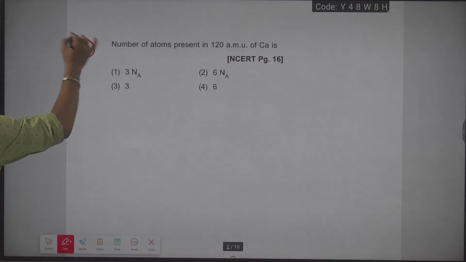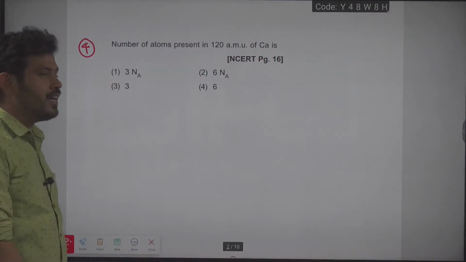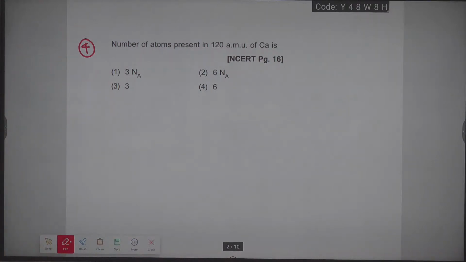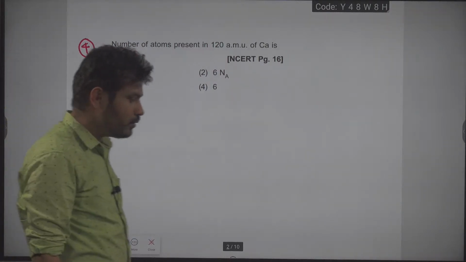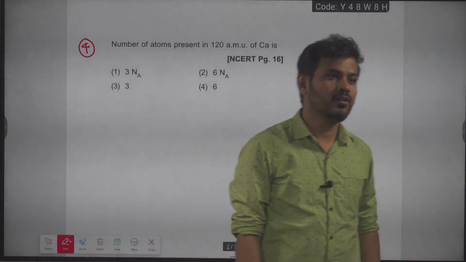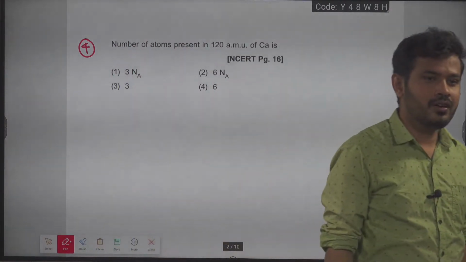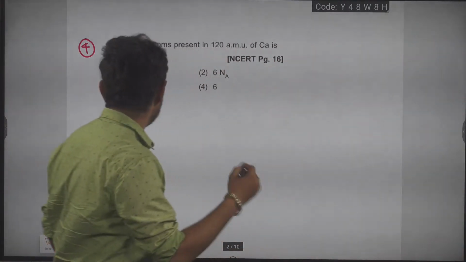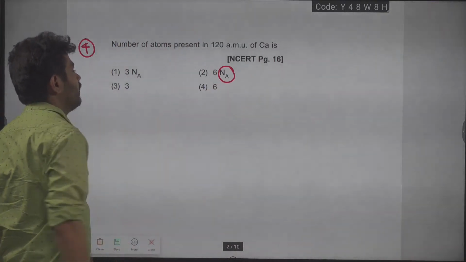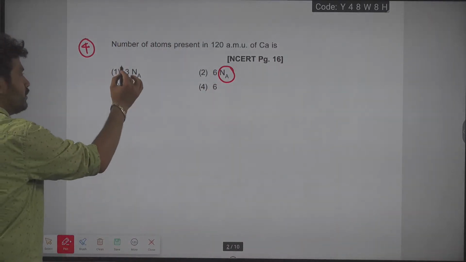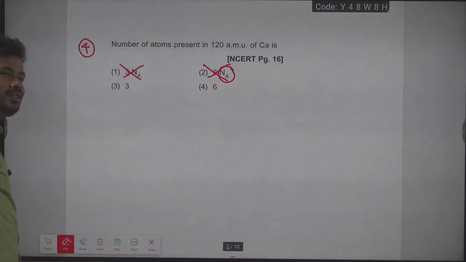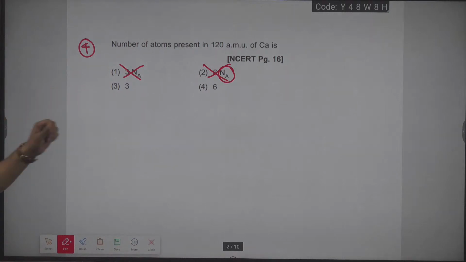Question number 4. Number of atoms present in 120 AMU of calcium is how much? So guys, yesterday I told you to complete the table for 20 elements, right? Hydrogen, helium, lithium, beryllium, boron. Okay, I will tell you what is the meaning of this Na. Now, for sure, the answer is not something related to Na. I am excluding these two so that the job is going to be easy for you. Either 3 or 4 is the option, which is going to be the correct answer for this question.